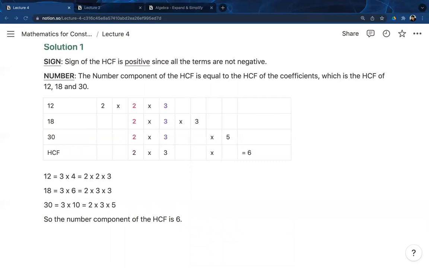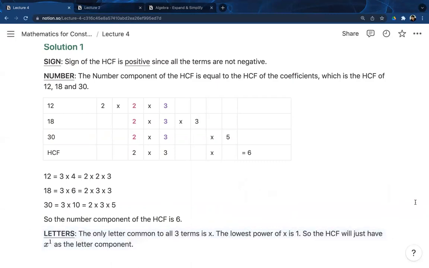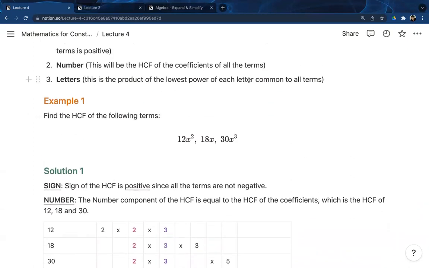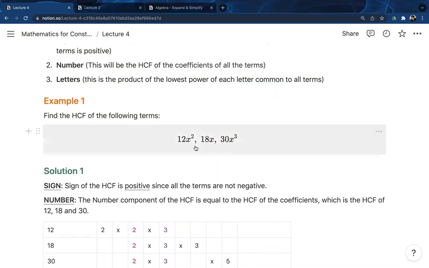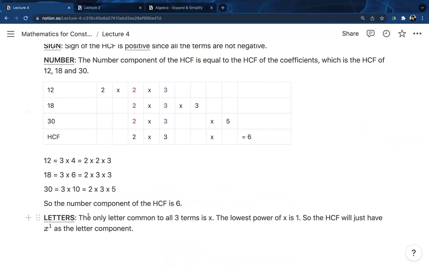What about the letter now? The final part is the letter. So for the letter part, remember the rule: the lowest power of each letter common to all the terms. What letter is common to all the terms? I have an x, an x, an x. So x is common, and there are no other letters. What is the lowest power of x you see here? I have x squared, x, and x cubed. So the only letter common to all 3 terms is x, and my lowest power of x is 1. So the HCF will just have x to the power 1 as the letter component.